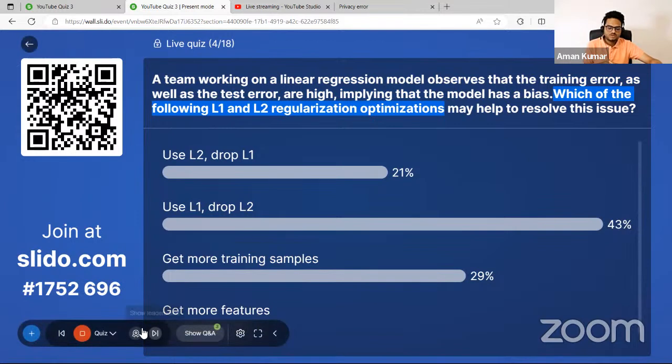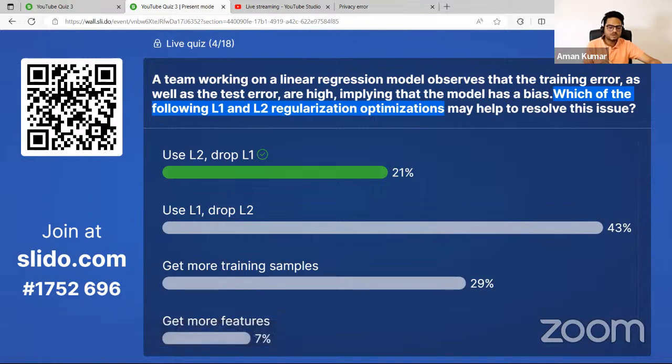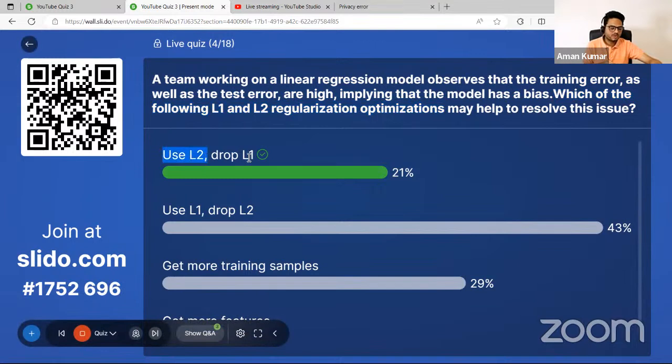So if you see here, option A is right because L1 will drop your features. So you don't want to keep L1. If you keep L1, it will drop your features, which I don't want to do because my model is not able to learn, right? So even if I have to use regularization, I will use L2, I will not use L1.